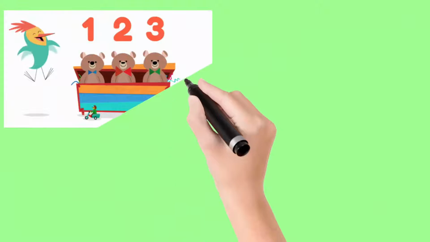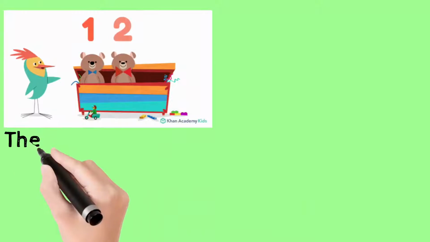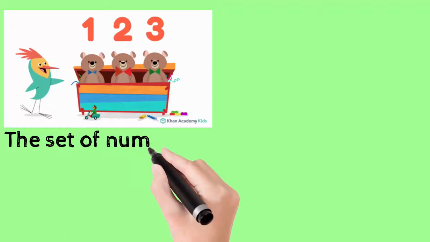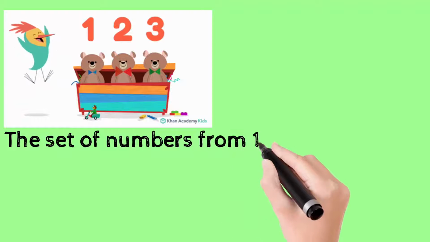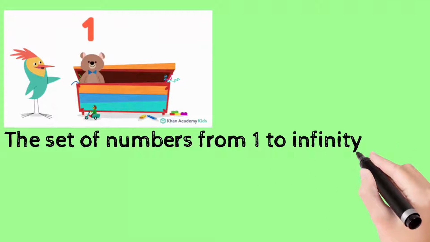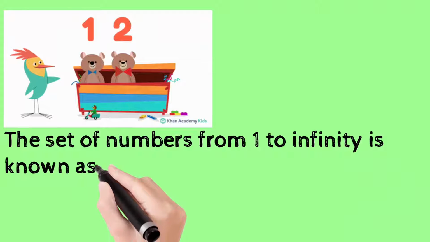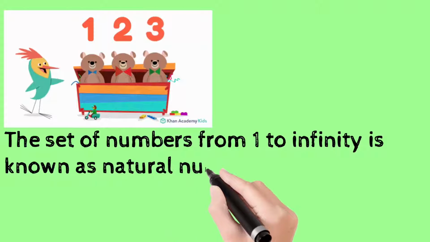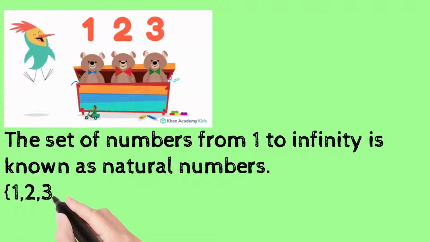So what is a natural number? The numbers which go 1, 2, 3, and keep on going, right? The numbers will never end. So the set of numbers which starts from 1 and goes to infinity is known as a natural number.